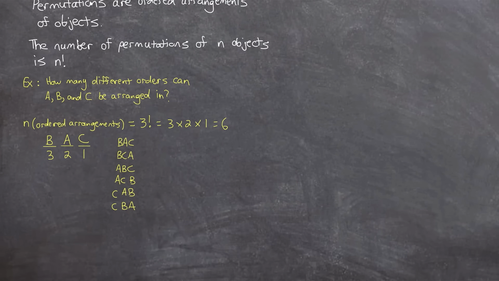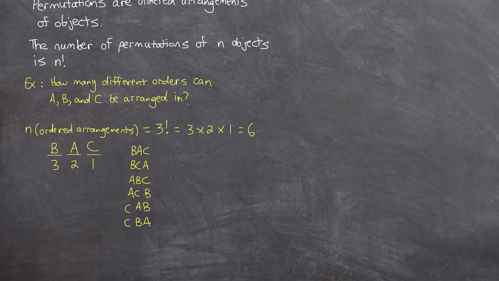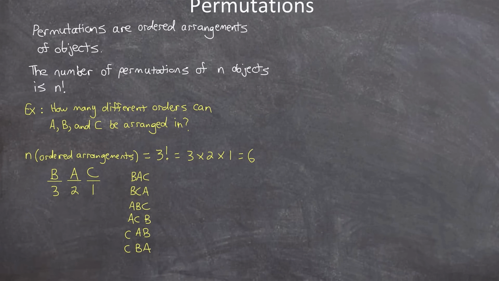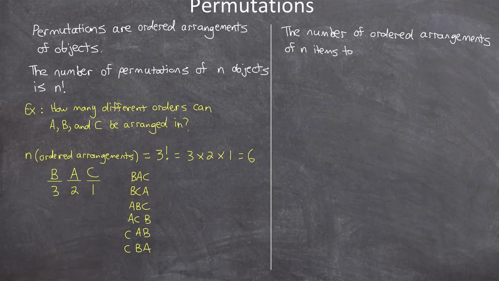Let me make a little bit of room, and let's look at what happens if we're just doing ordered arrangements of part of a set of objects. The number of ordered arrangements of n items taken r at a time could be calculated using this formula, where you say the permutations of n items taken r at a time would equal n factorial divided by n minus r factorial. And let's see how that works with an example.